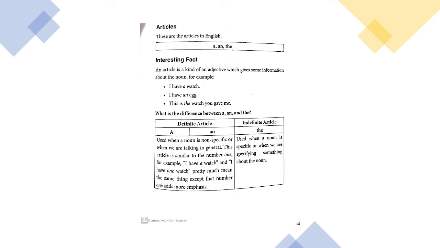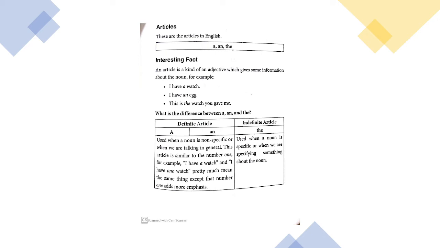And this is the watch you gave me. That is a specific watch which he got as a present from you. So what is the difference between a and the? You can say that a and an are the indefinite articles and the is the definite article. Indefinite articles are used when a noun is non-specific or when we are talking in general.